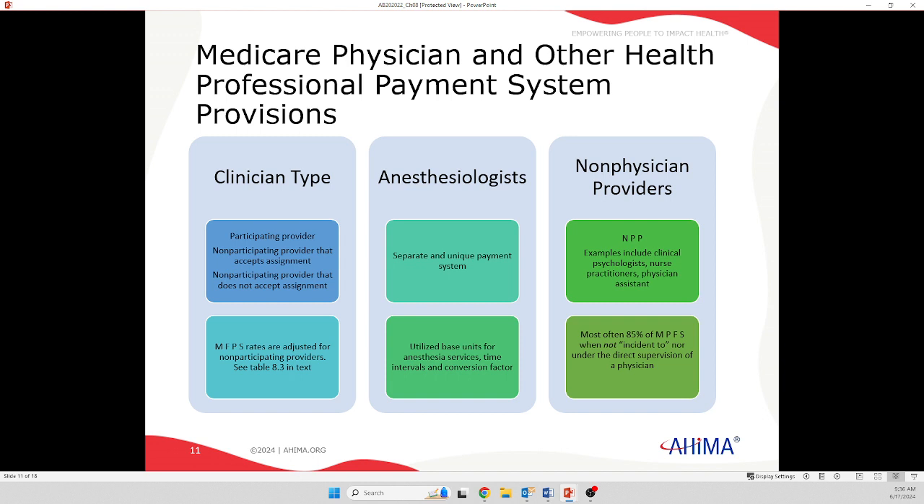Next, we have an anesthesiologist. They use a separate and unique payment system. They use base units for anesthesia services, time intervals, conversion factors. Now, if you've done 2400, then you know that they do that formula that you did in class. It's a separate anesthesia formula that they use, using base units for anesthesia, time, and conversion.